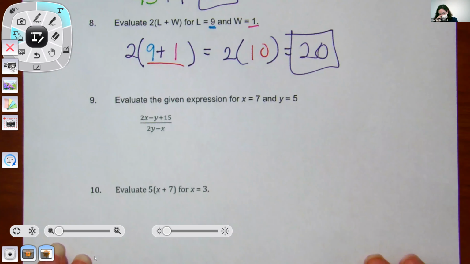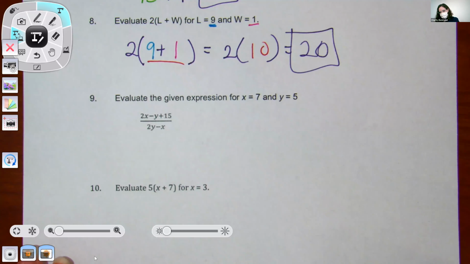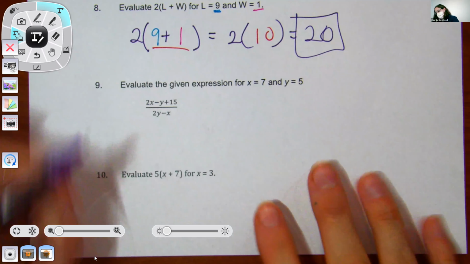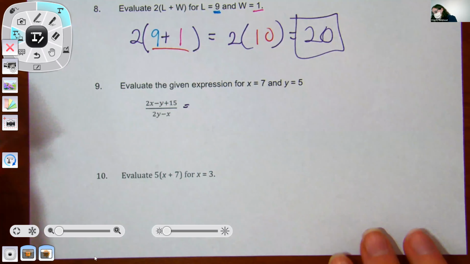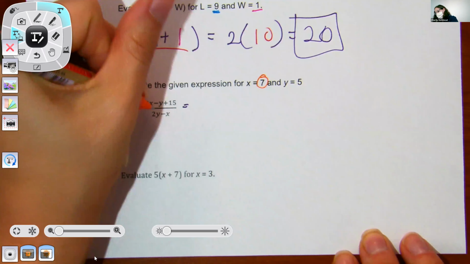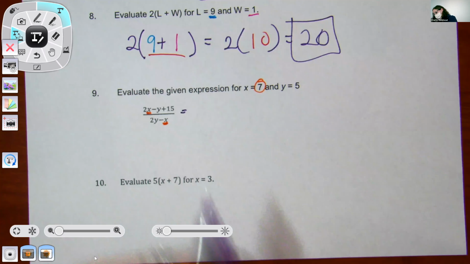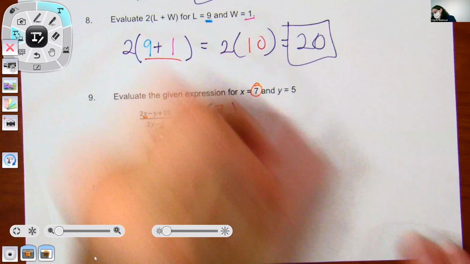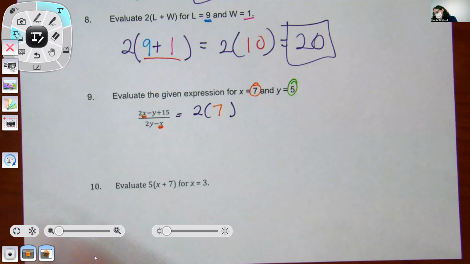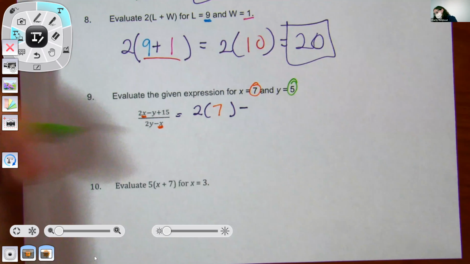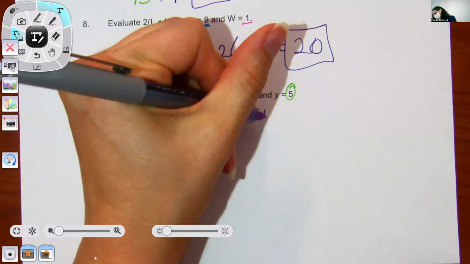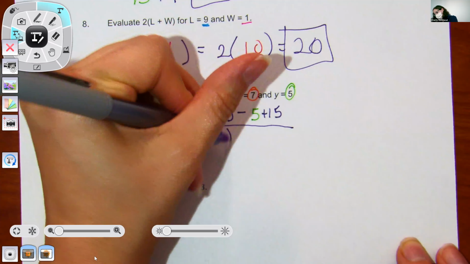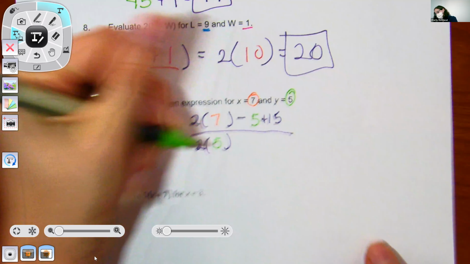Number 9, evaluate the given expression for x equals 7 and y equals 5. So that's 2 times 7 minus 5 plus 15, over 2 times 5 minus 7.